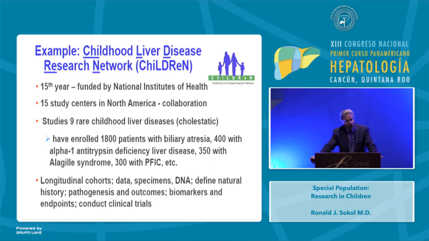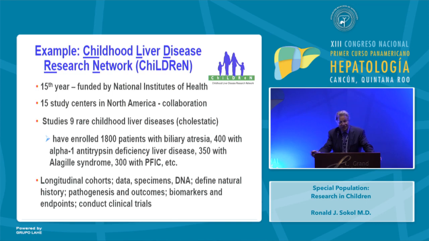And I just wanted to show you one example of a cooperative network. About 15 years ago, the National Institutes of Health realized that most childhood liver diseases were unable to be studied because, again, a center that sees 5 or 10 new children with biliary atresia a year is considered a high-volume center in the United States. Most centers see a couple, and will never make progress waiting for those centers to perform a clinical trial or any other type of research.